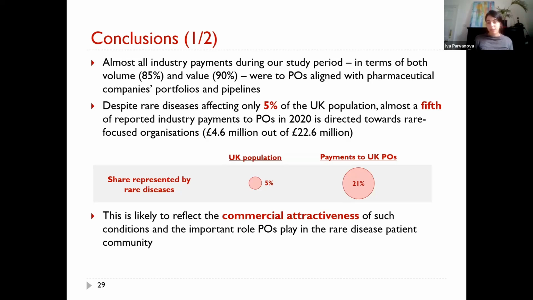And despite rare diseases affecting only 5% of the UK population, as Arianna mentioned at the beginning, more than 20% of all reported industry payments in 2020 were in fact directed to rare-focused patient organizations. There are many reasons, and we can speculate why that is the case, but the commercial attractiveness of such conditions surely plays some sort of a role in the choices that companies make when choosing who to fund.